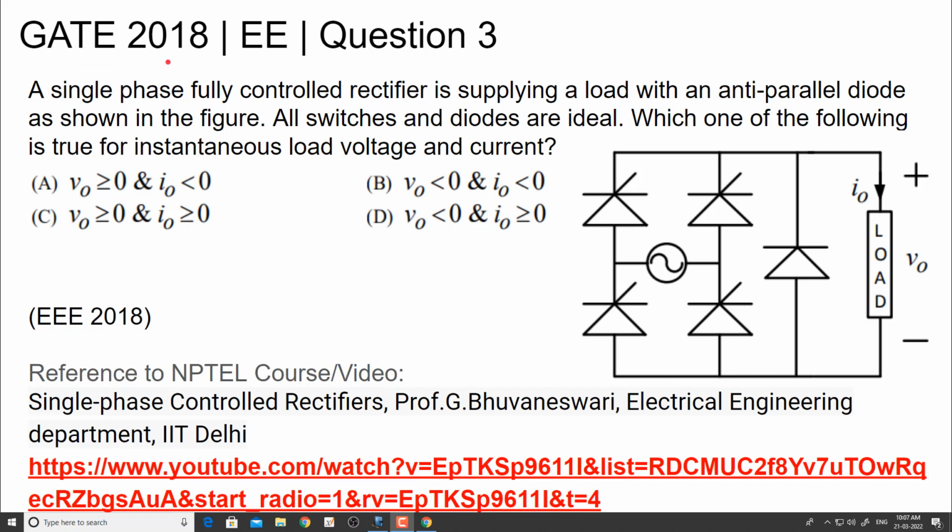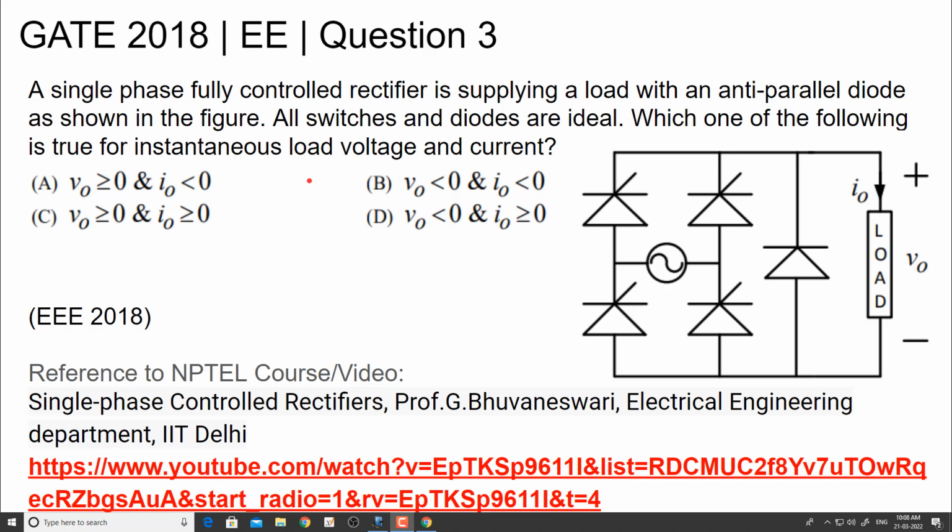Welcome all. Now I am going to discuss question number 3 from the GATE 2018 paper Electrical Engineering. The question is, a single phase fully controlled rectifier is supplying a load with an anti-parallel diode as shown in the figure. All switches and the diodes are ideal. Which one of the following is true for instantaneous load voltage and current? These are the given options.